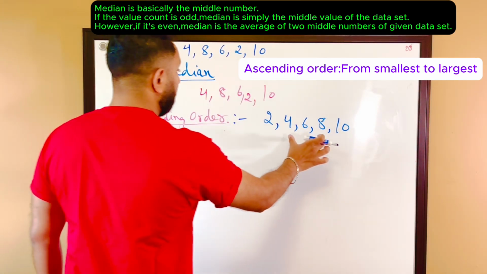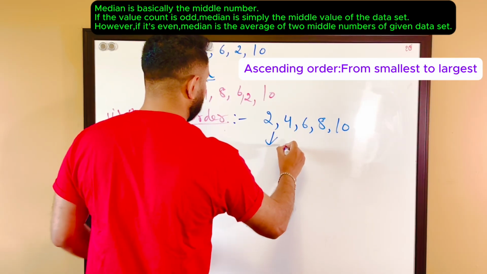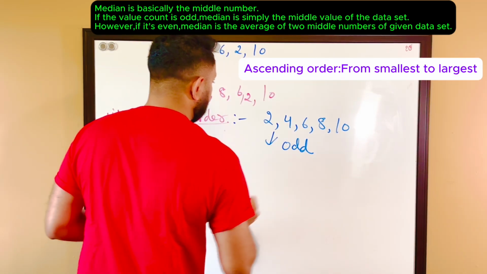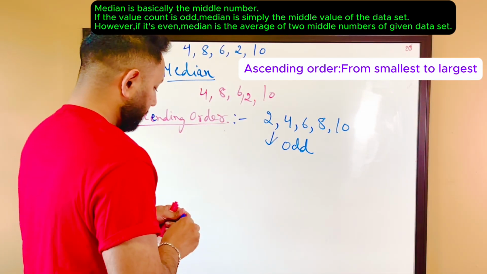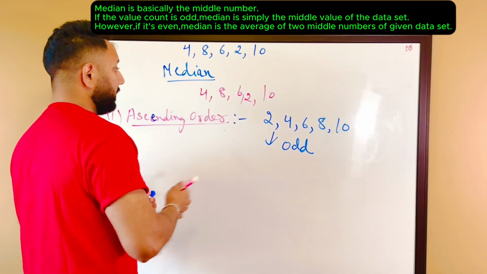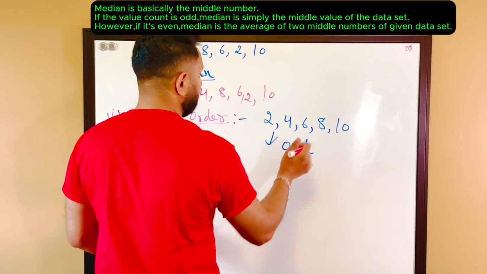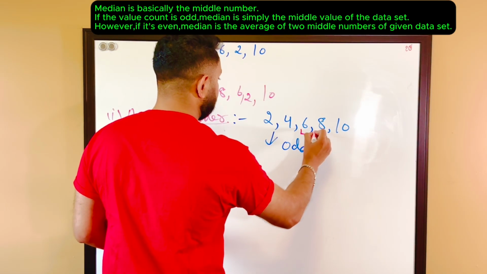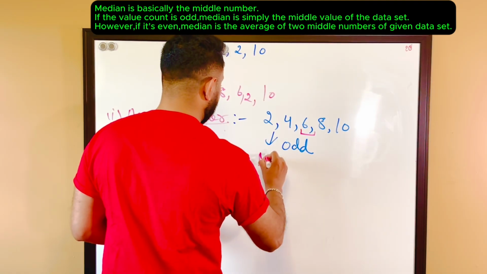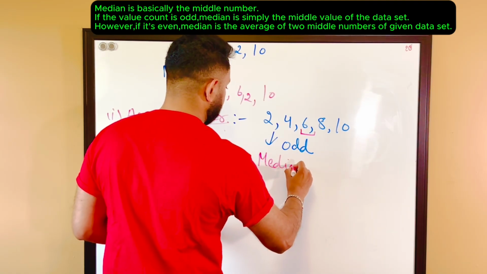So as this number count is odd, the median will be the middle number of this data set, that is 6. So the median will be 6.